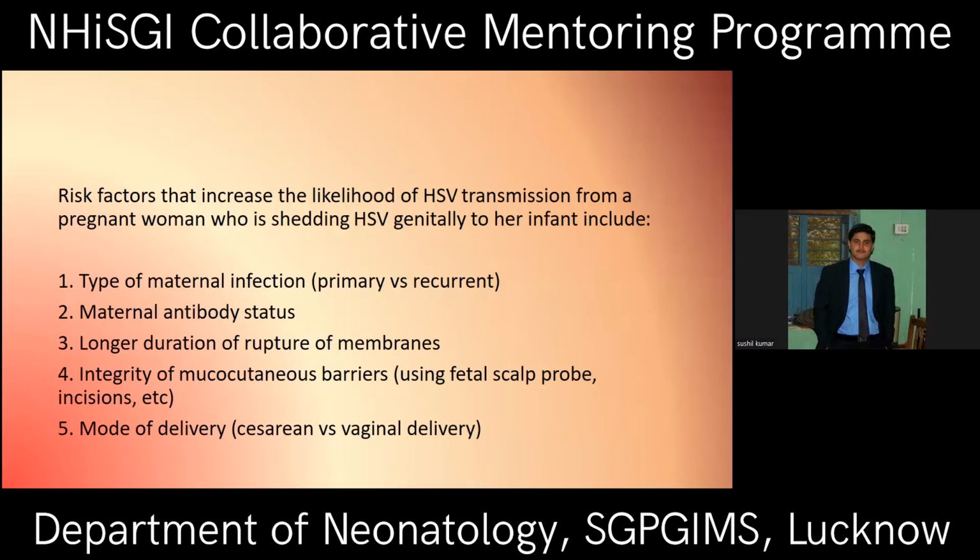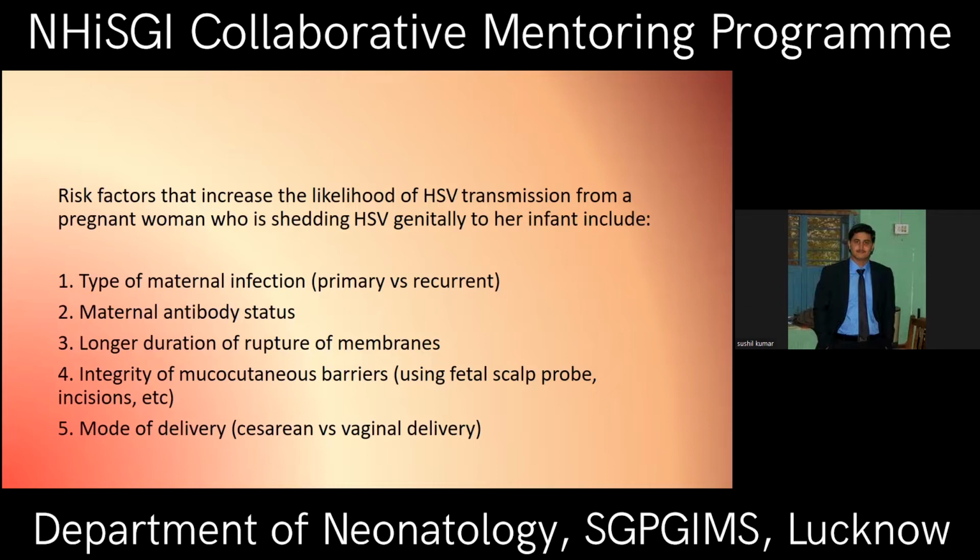Third is a longer duration of rupture of membranes. The more prolonged the duration of exposure of the infant to the genital secretions, the more the chances of acquiring these infections. Fourth is the integrity of mucocutaneous barriers. Delivery interventions such as use of a fetal scalp probe or incisions, which can cause skin lacerations or abrasions in the neonate, can predispose them to the risk of acquiring these infections. Lastly, but not least, is the mode of delivery. Caesarean section has been found to be protective against herpes simplex virus infections.